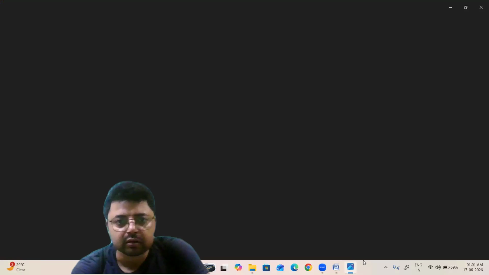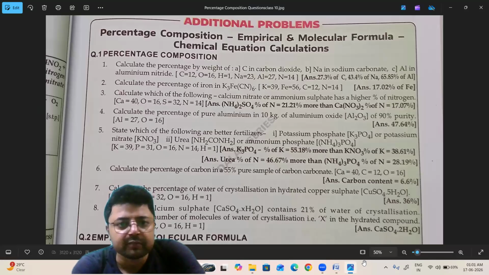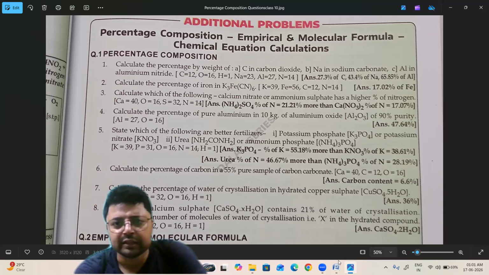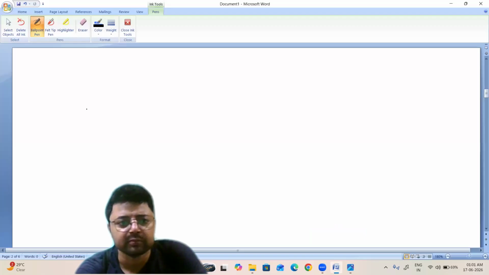Suppose they have asked you to calculate the percentage composition by weight of carbon in carbon dioxide, sodium in sodium carbonate, and aluminium in aluminium nitride. So they have given you different questions, and we can do any one of them. We can do carbon in carbon dioxide as well. Let us take sodium in sodium carbonate.